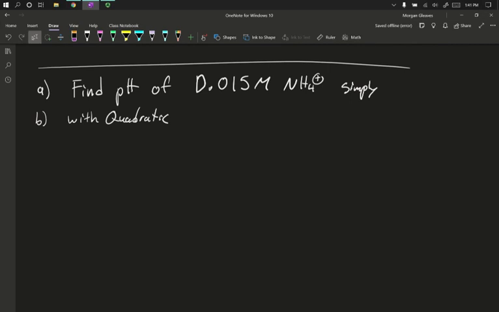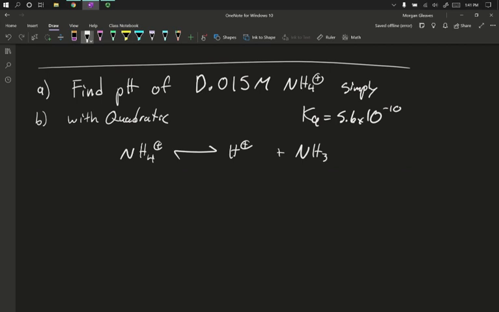In this video, we're going to solve the pH of a weak acid solution, both with the simplifying assumptions and by the quadratic. So in this case, let's make a solution that is 0.015 molar ammonium, which has a Ka equal to 5.6 times 10 to the minus 10. Well, our weak acid is going to break apart into H plus and our conjugate base, which is NH3.